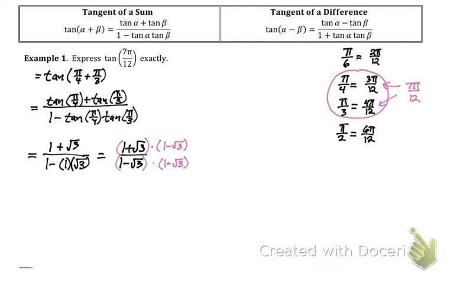Oh, I'm sorry, we're supposed to do 1 plus. I said the opposite of what I wanted to do. We want 1 plus because I want to get rid of the denominator. The denominator is 1 minus square root of 3, so I need to multiply the top and bottom by 1 plus square root of 3.